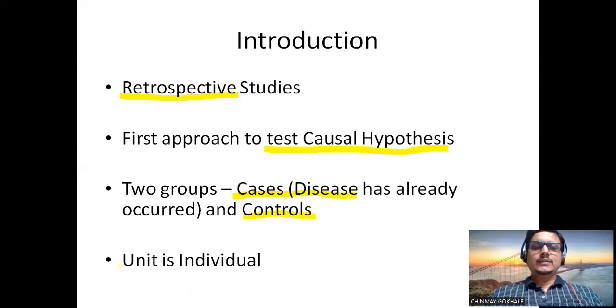Another characteristic is that the unit of this study is the individual. That is, we don't compare group A with group B. One case is compared against one or two or multiple controls. We are not comparing a group of individuals against multiple groups or a single group. We are comparing an individual against one or more individuals, that is, one case against one or more controls.